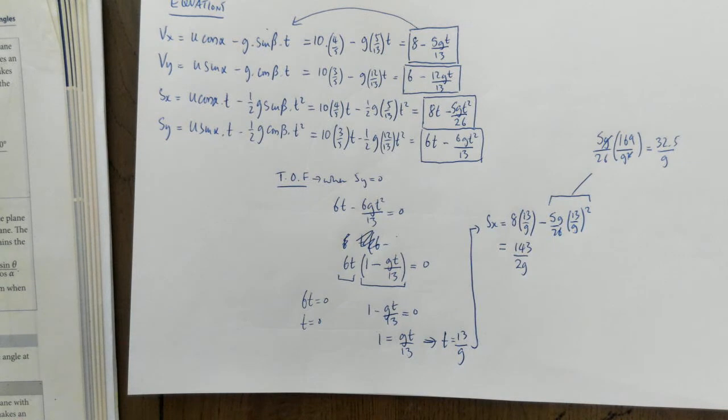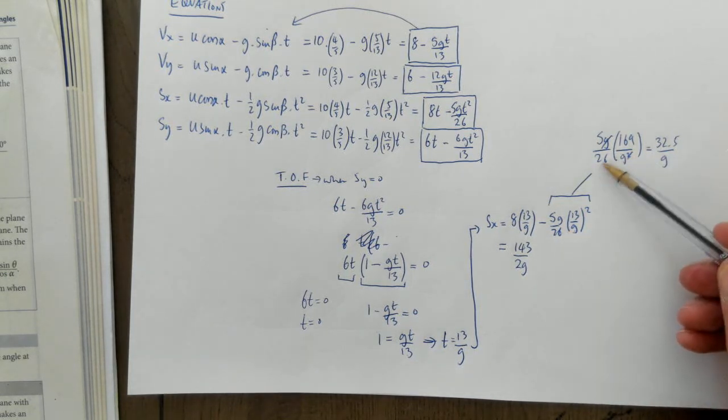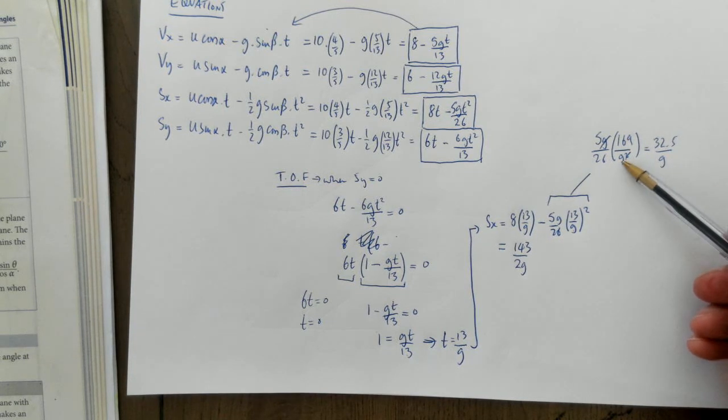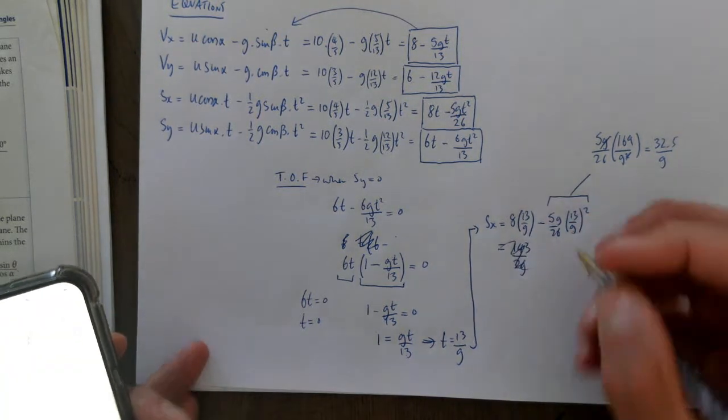One second there, lads, bear with me, I've got a calculator issue here, it's not coming up as that answer, so let's check that for a second. 5g over 26, 169g squared, they cancel, okay, so 5 times 32.5 over g, so let's just get there for a second.